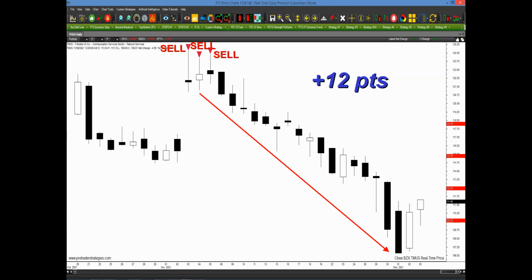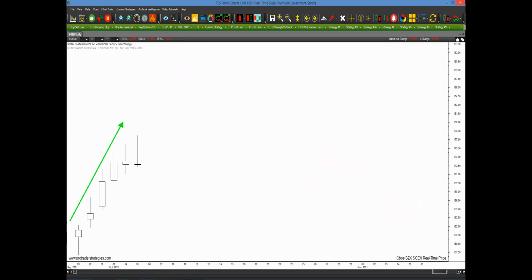The same thing with Elliott Wave, the same thing with moving average crossovers. They're far too subjective. We want to only use things that are cut and dry, that are very simple and that have stood the test of time. Let's look at SGEN, all right?